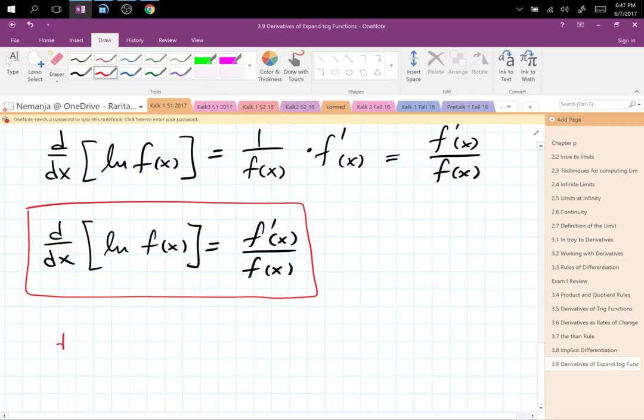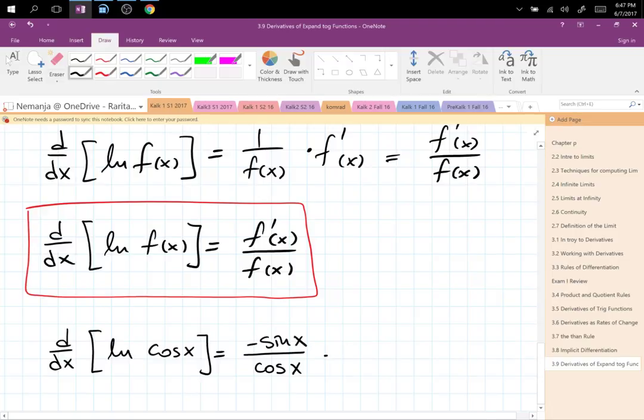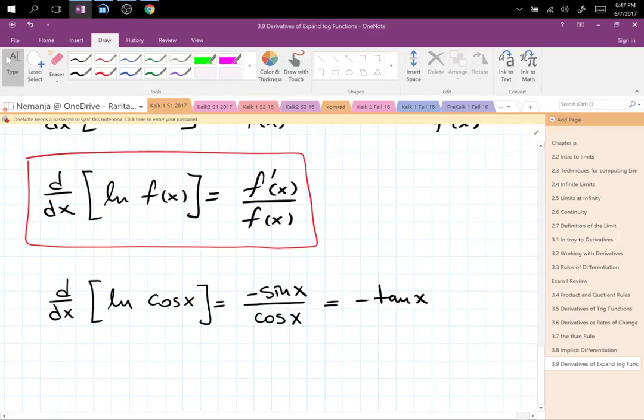So the derivative, oops, let's do this example real quick. So the derivative of ln of cosine x is, you copy the argument and you put the derivative in the numerator, which quickly works out to be just negative tangent x. It is very simple to take these derivatives.